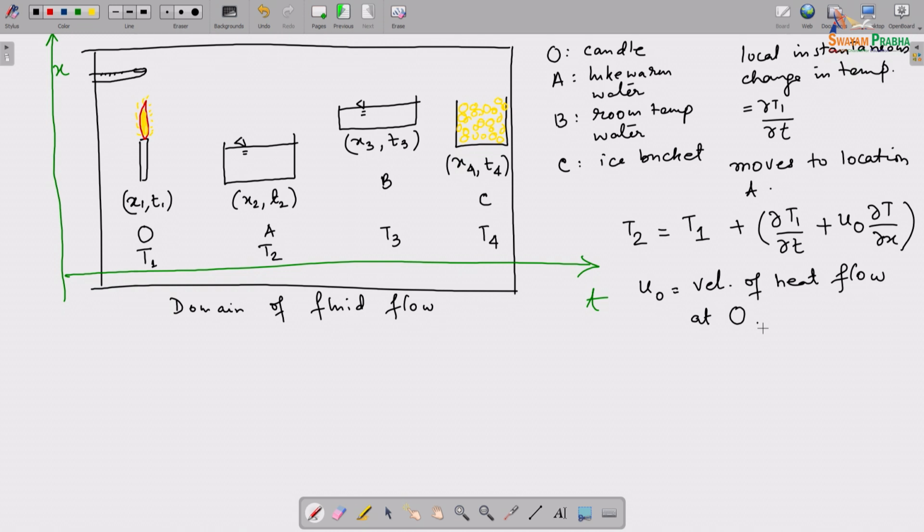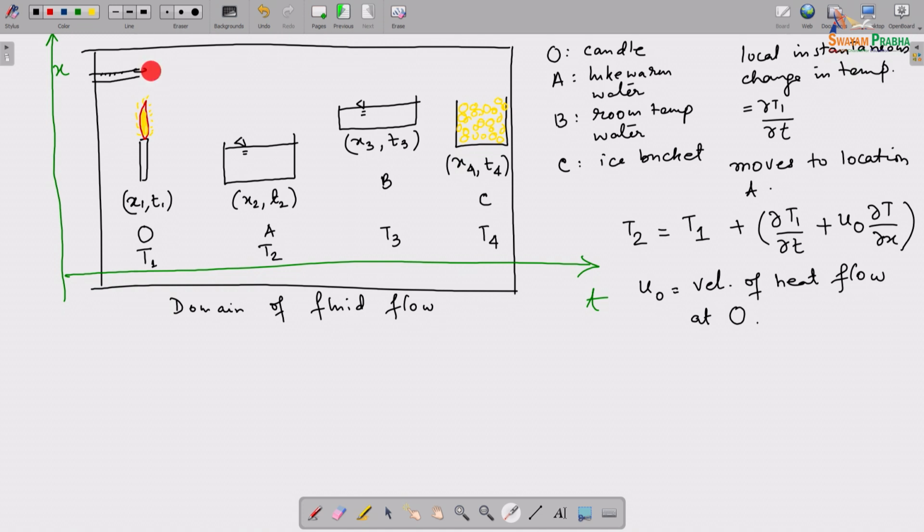So, what I do is I take my finger, which is at location O. It has the temperature T1. So I bring my finger in, at location O, with temperature T1. Next, I move my finger through the candle, due to which there is an instantaneous change in the temperature, which is delta T1 delta t.